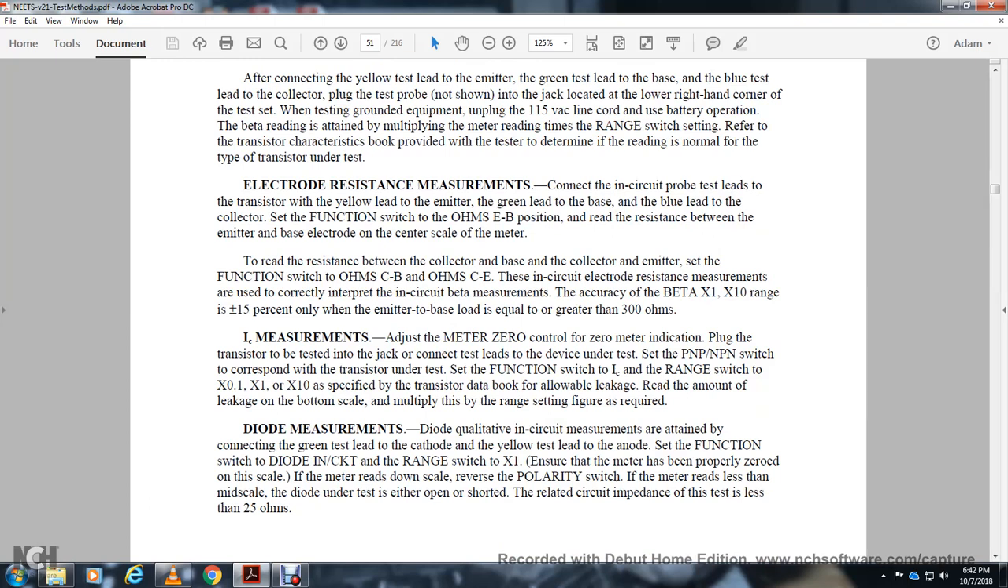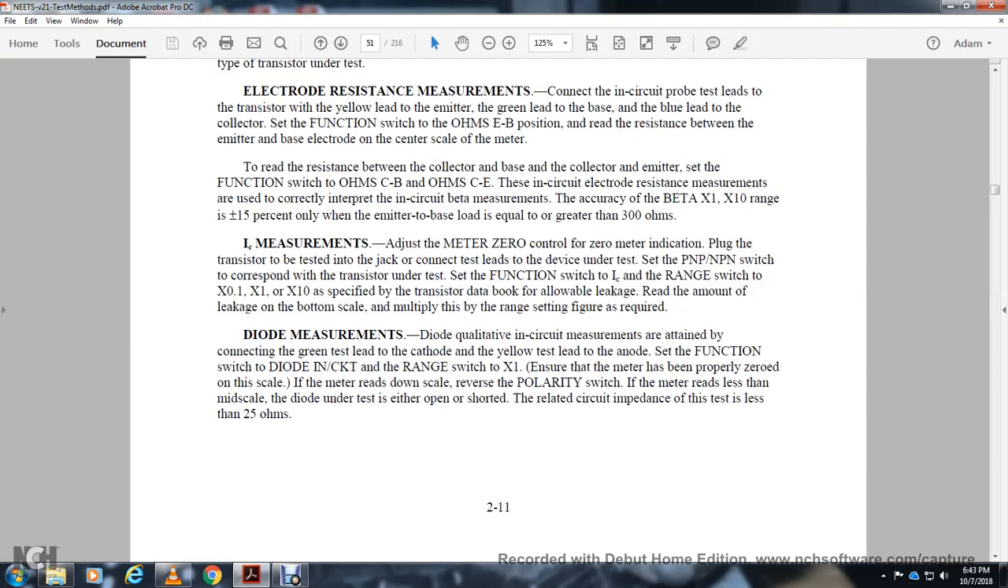For diode measurement, check the diode quality with the same measurement. Connect the green test lead to the cathode and the yellow test lead to the anode. Set the function switch to diode and the range switch to times 1, and check that the meter reads properly, zero to zero on the scale. If the meter reads down scale at 0, reverse the polarity switch. If the meter reads less than mid scale, the diode under test is either open or shorted. Related circuit input for the test is 25 ohms.